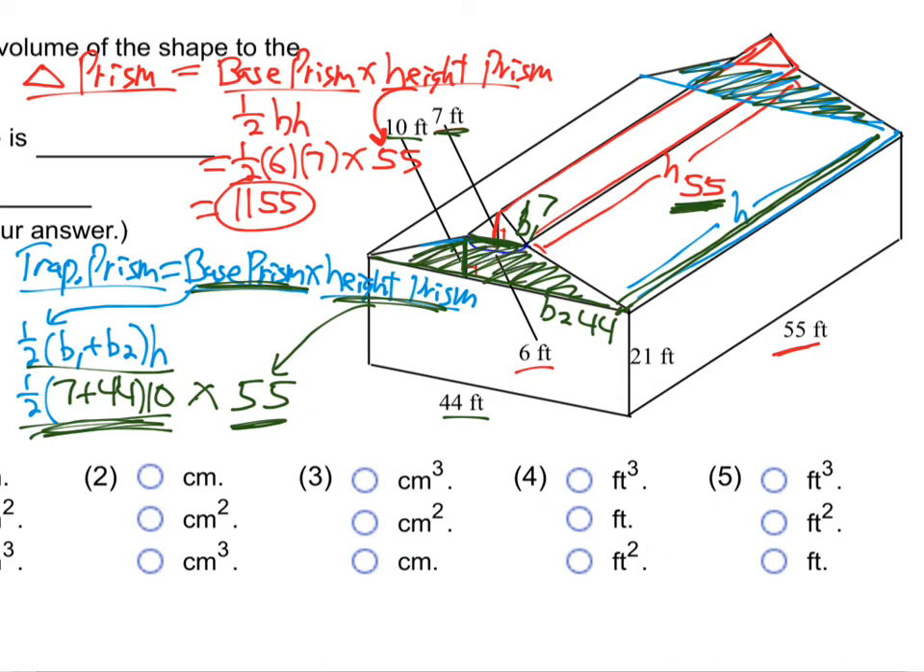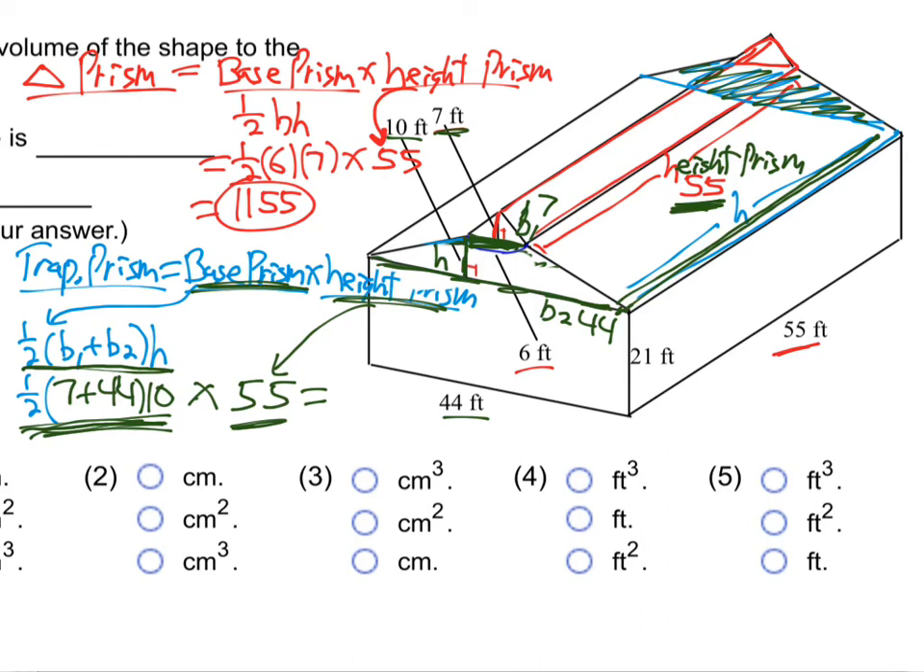And that trapezoid bottom, it's half base 1 plus base 2 times height, half 7 plus 44 times 10, because this part is 7, this part down here is 44, and this little height here is 10. That's the height of the little trapezoid base, and this is the height of the whole prism. All right, multiply all that in your calculator.